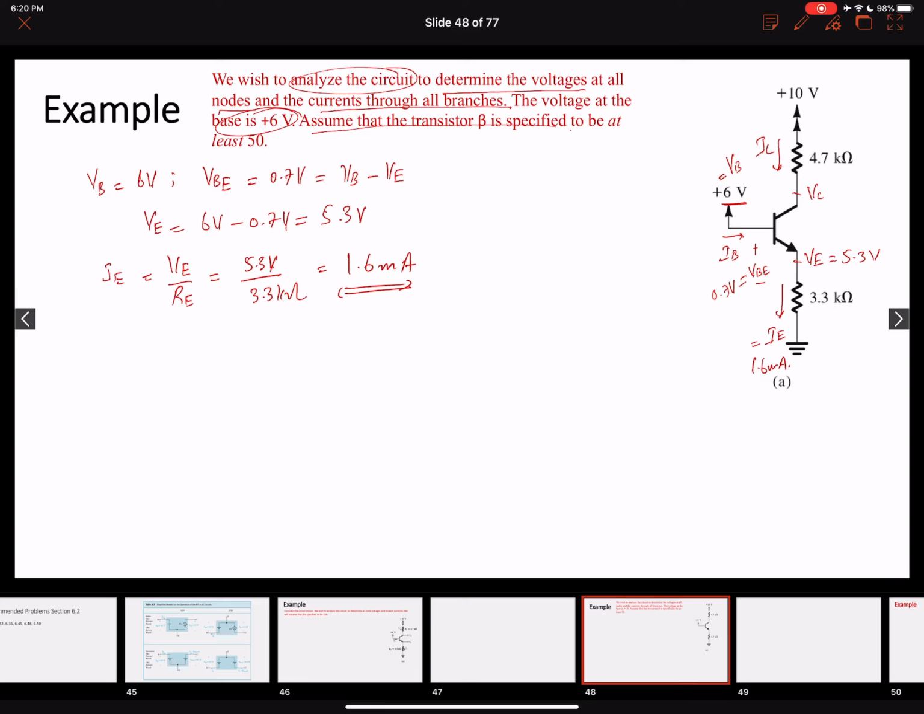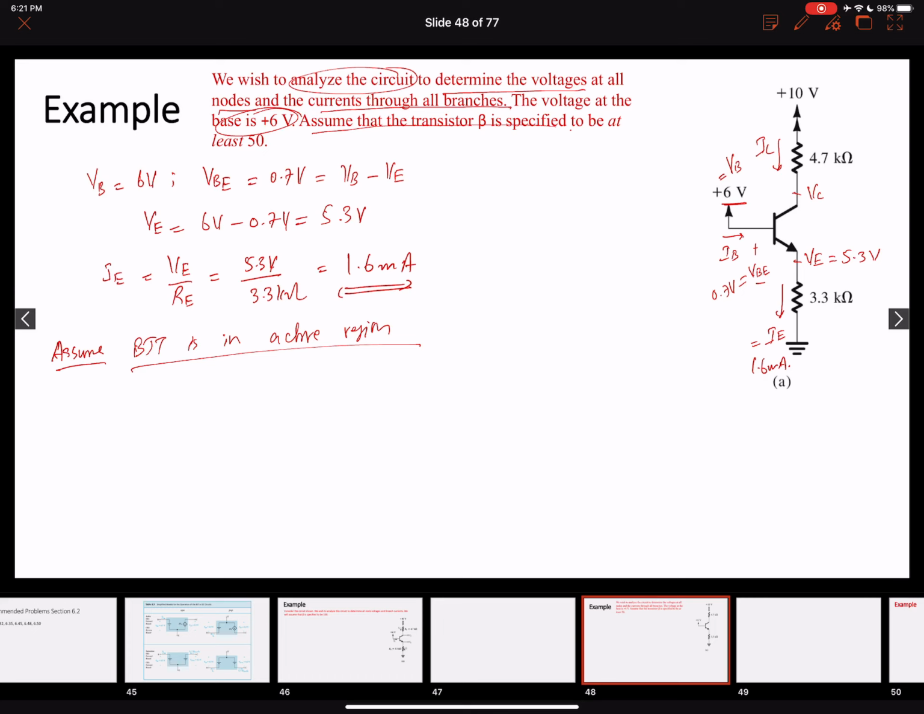Now, before finding out the collector current and the collector voltage, we need to make an assumption. Again, we will start by assuming the BJT is in active region. And then we will see if our assumption is correct or not, and if we need to change it or not. In order to find out the value of the collector current, we need the value of alpha or beta. However, since we are not provided the exact value of the beta, the statement provided is that we can assume that the beta is at least 50.